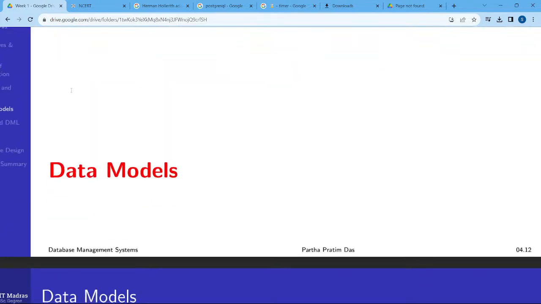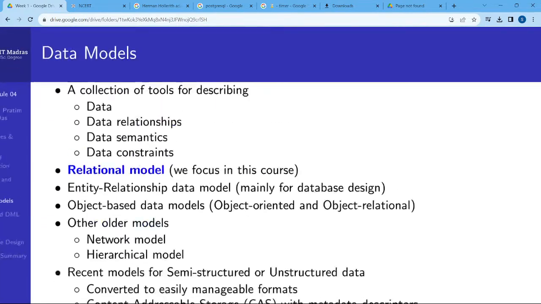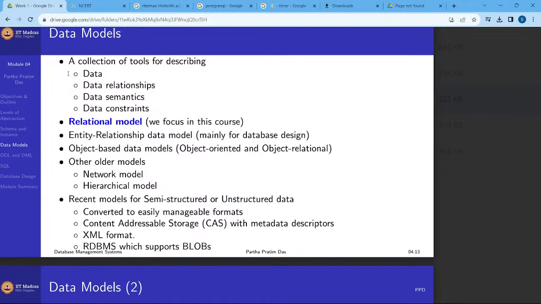Then data model. Let's go to data model: a collection of tools for describing data, data relationships, data semantics, and data constraints. Most people understand what is data, what is data relationship, and what are data constraints, but let's see what data semantics are, because people won't understand the meaning of the word semantics.